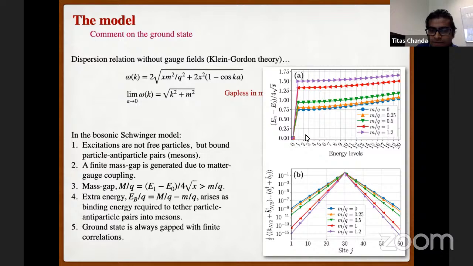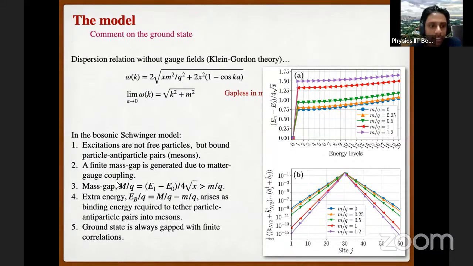So if we see this figure, these are energy levels calculated from DMRG calculations. We can see that even for the massless case, we have a finite gap between the ground state, or the vacuum state, and the first excited state. Yes, a question. Are there any solvable examples of such 1+1 gauge theories?